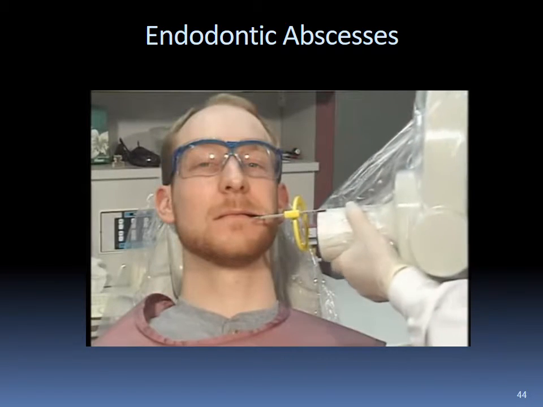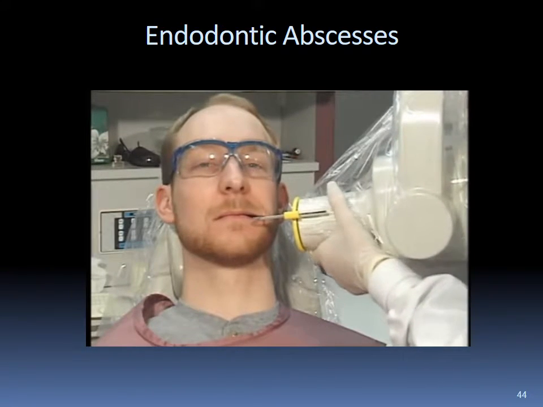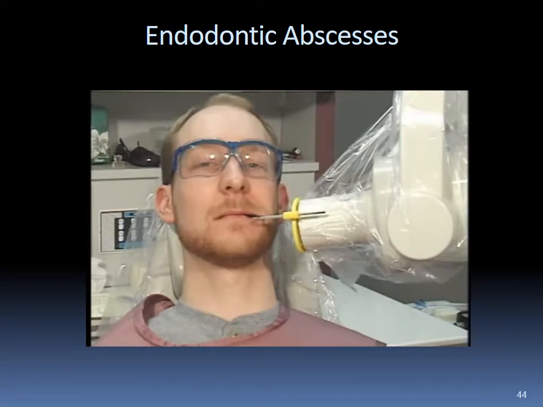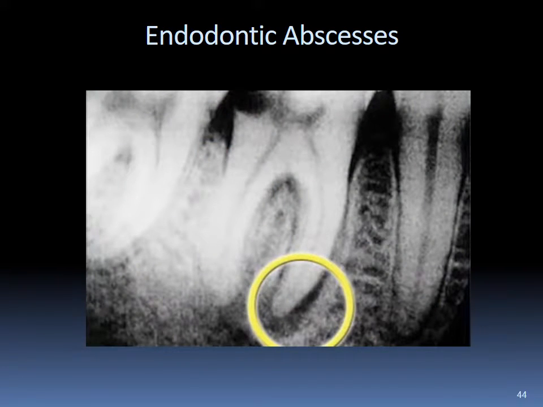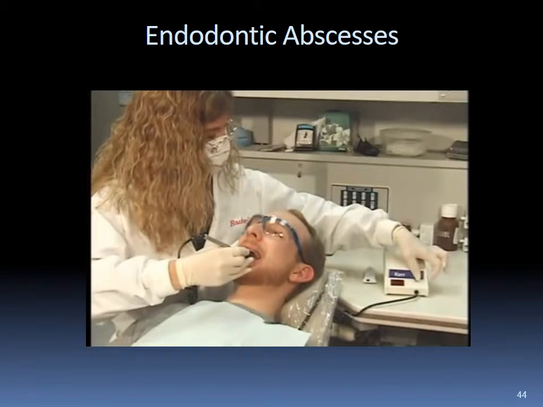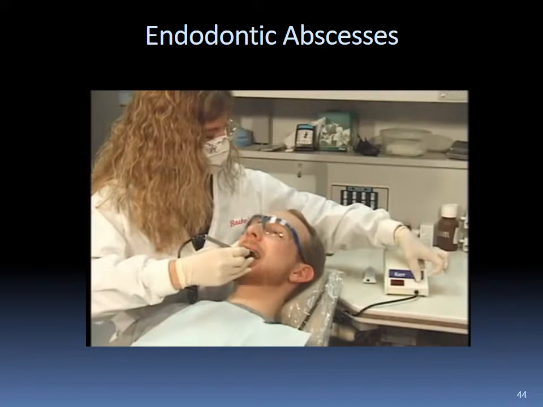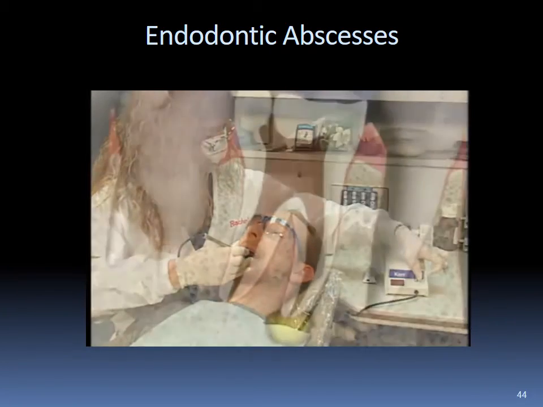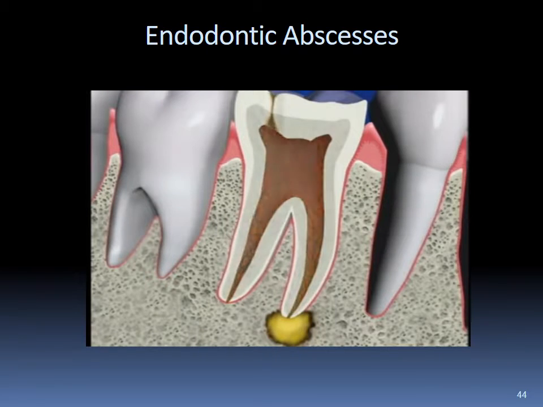To find an endodontic abscess, we perform a thorough examination, including X-rays. On an X-ray film, a dark area at the root tip indicates an endodontic abscess. We may also use an electric pulp tester to determine whether the pulp is inflamed or infected. An infected tooth will never heal on its own.